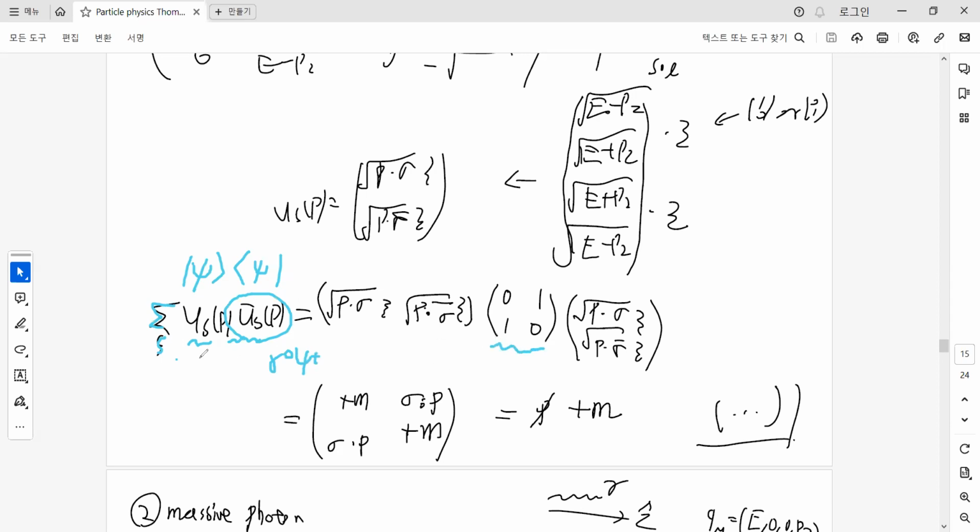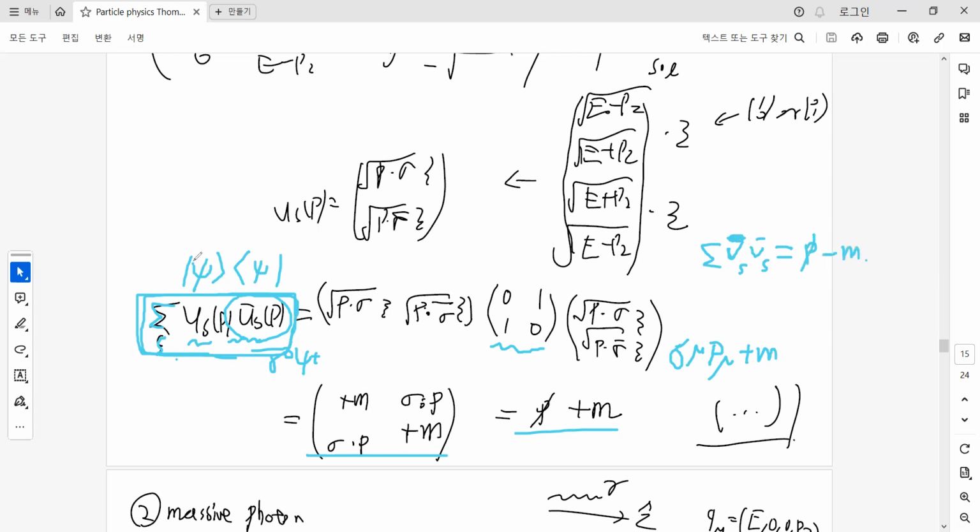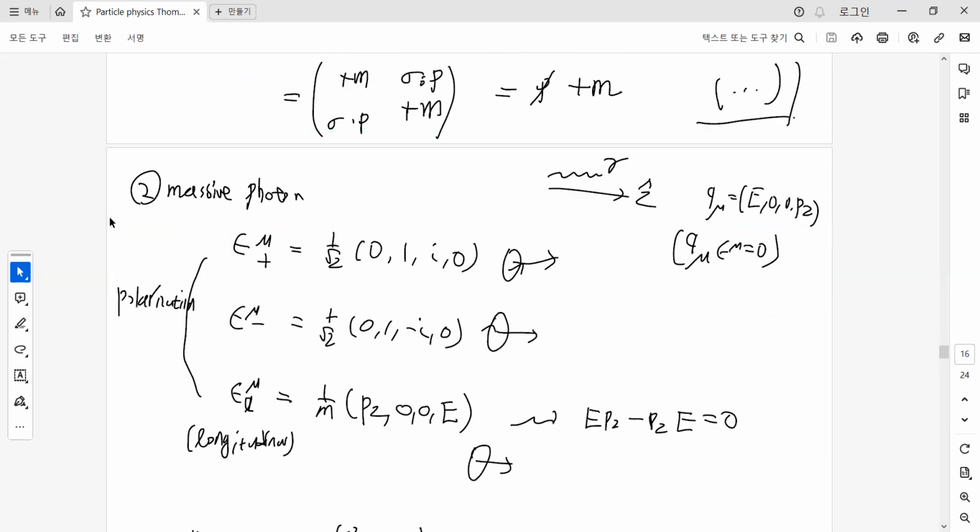And if we calculate such summations of the outer products, the results are given by the gamma matrix and the four-momentum: p-slash plus m. So the spin summation of the spinor is given by p-slash plus m. And for the antimatter spinor v and v-bar, the spin summation is given by p-slash minus m. It will be used to derive the propagators of the spinor.